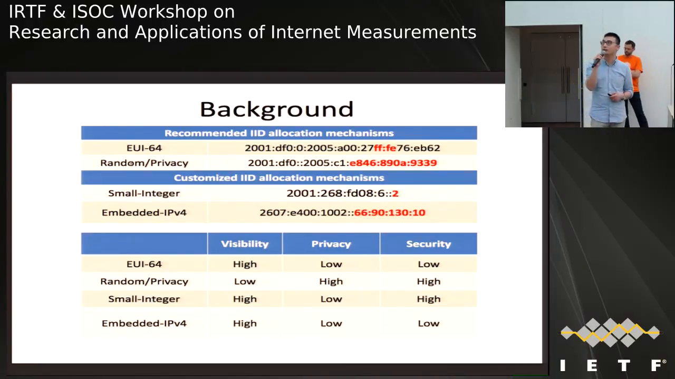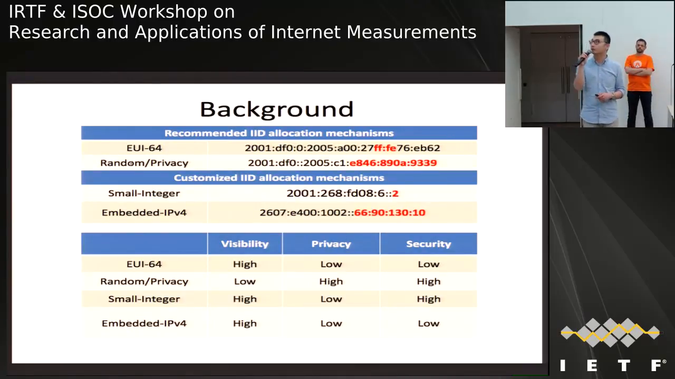And then we noticed some customized IID allocation schemas, where a network administrator uses a few bytes for non-zero values and then leaves the remaining space as zero values. Also, they like to put some IP version 4 addresses into IP version 6 addresses. So by comparing those allocation schemas, we found EUI-64 has high visibility, but with low privacy and no security. The random and privacy schema has low visibility, but good privacy and security.